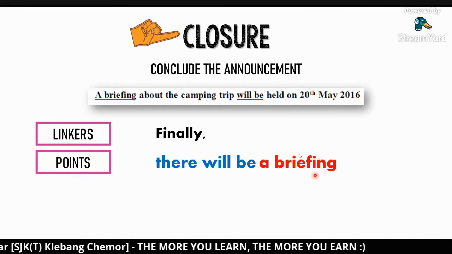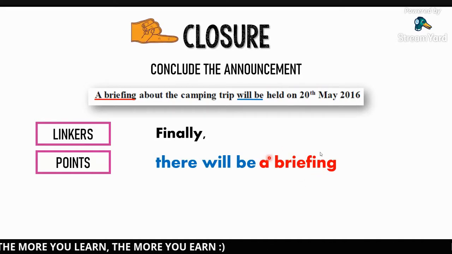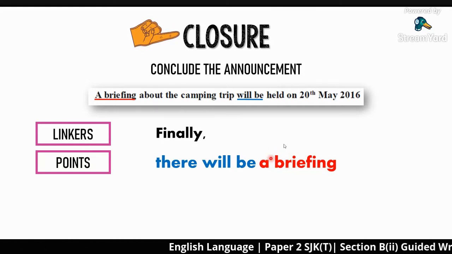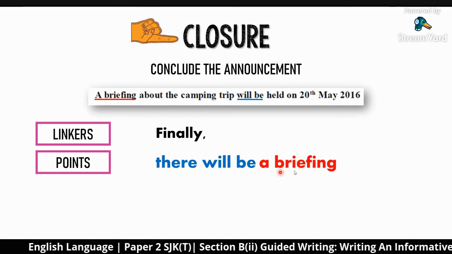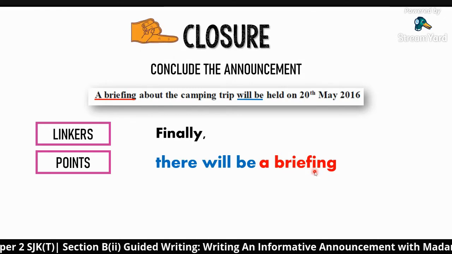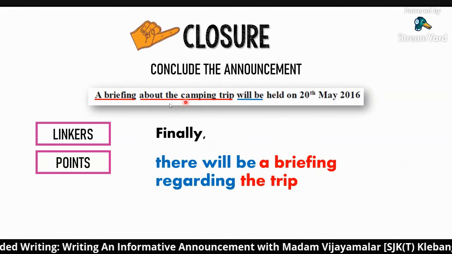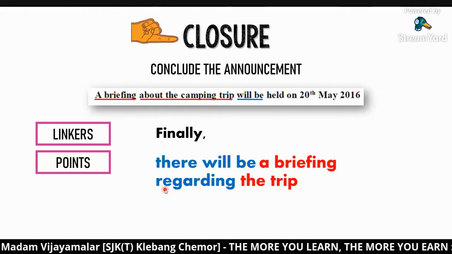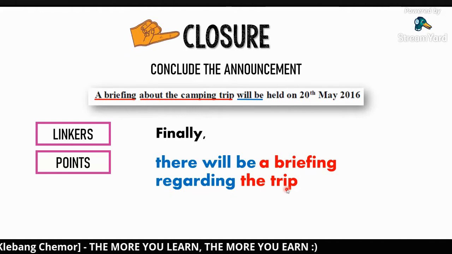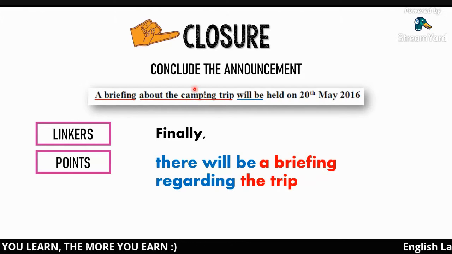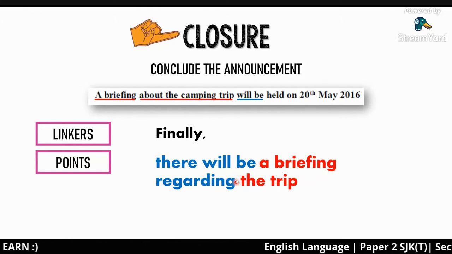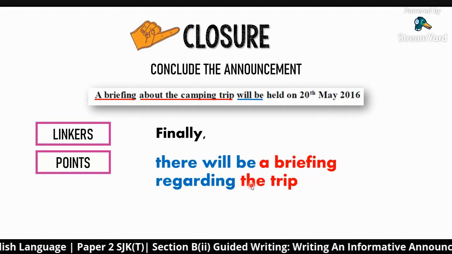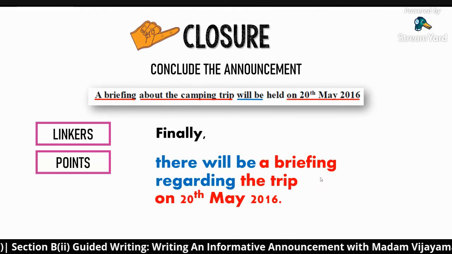All right, you want to know more about this? You can actually go on Google and Google this word. You can find the synonym as well. You can find the antonym as well. It is actually a noun here. So there will be a briefing about what? About the camping. So I did not use the word about. I changed it to the word regarding the trip. Remember, we are not going to repeat the camping word here, because we have already mentioned it in our introduction. Regarding the trip. When is it going to be?